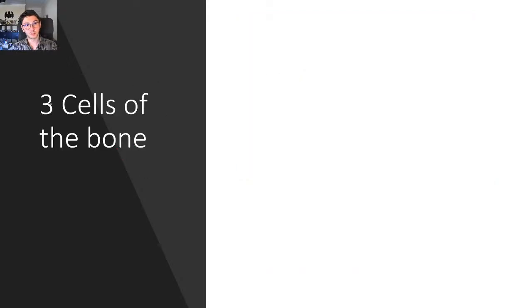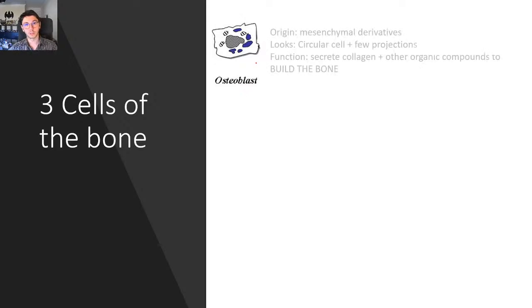So now let's move on to the 3 cells of the bone. There are of course more cells inside of the bone, but these are the 3 main ones you need to think about. So the first one are osteoblasts, and they're from the mesenchyme. That means that they're not immune cells. So we'll talk about that a bit later. But they're mesenchymal cells. They come from pre-osteoblasts, and they differentiate into these circular-looking cells. They have very few projections. They look quite normal, right? And they can be quite big.